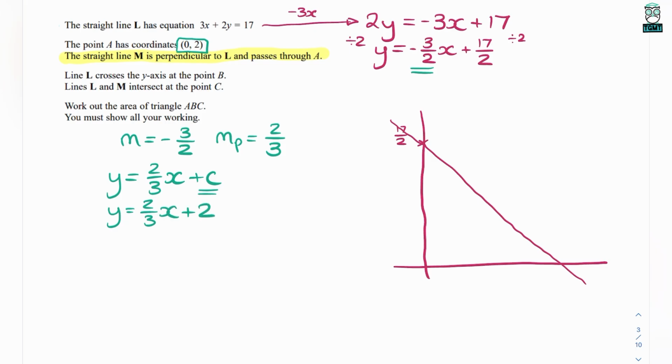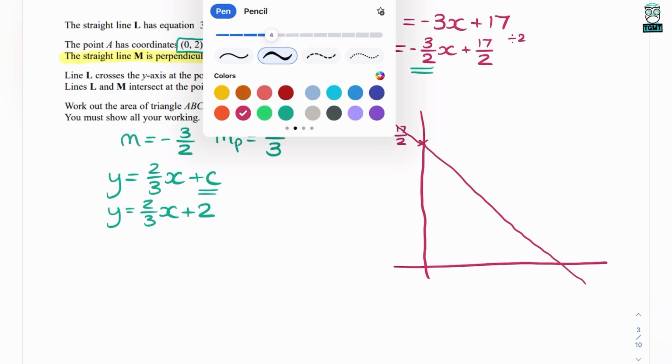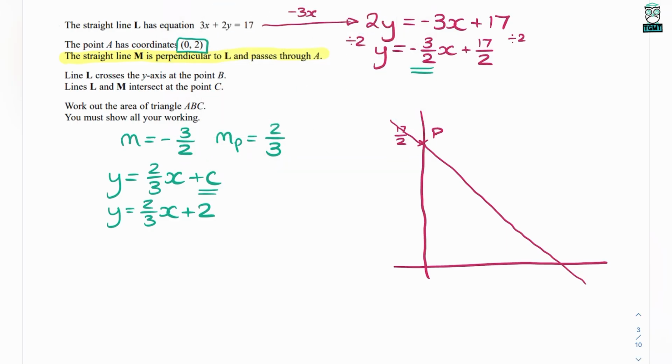And there is our second line equation. It does say that that crosses through the point B on the y-axis. Sorry, that's line L crosses through the point B, so actually we could have labelled this as point B to avoid the confusion that I almost had just then. And then it says lines L and M intersect at point C.